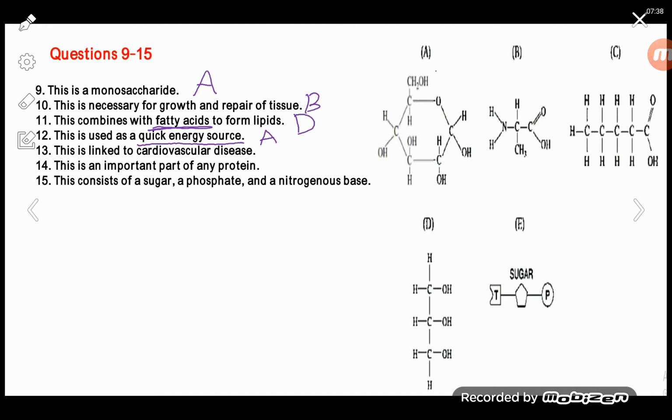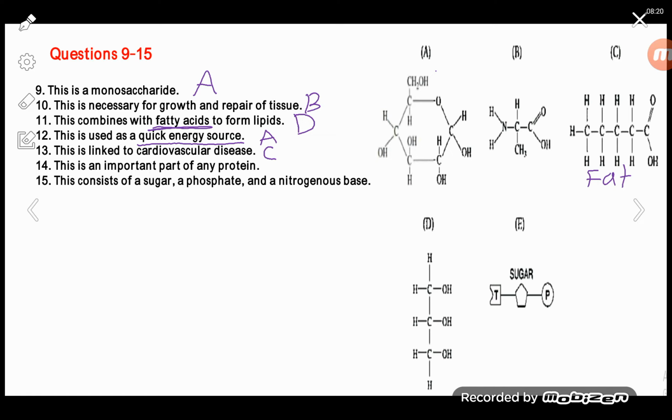Let us come to question number 13. This is linked to cardiovascular disease. So you know that, guys, as I told you, this is fat. The fat is used like... cardiovascular disease. They cause disease. That's why we don't have to eat too much fat. Okay, so the answer for question number 13 will be C, which is saturated fatty acids, and they are found in animals.